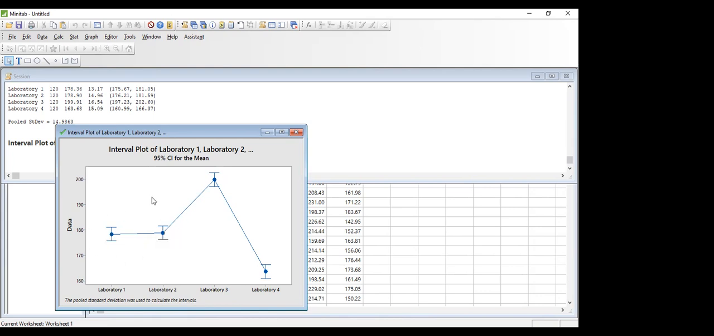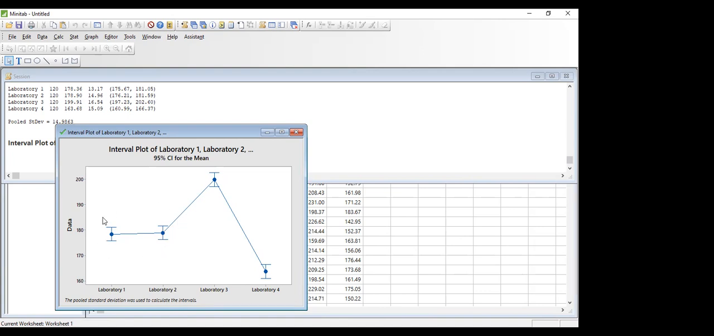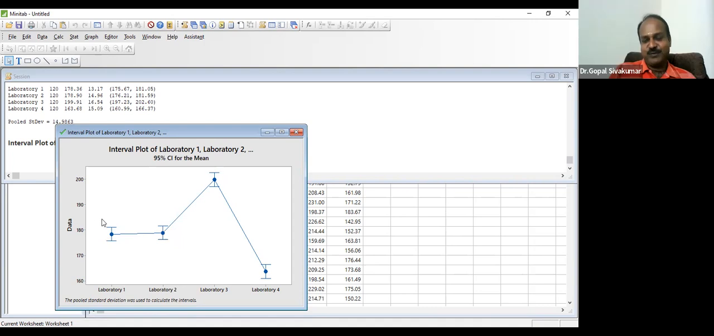If you compare between 1 and 2, what is your hypothesis testing? Two sample t-test, right? And if you compare all the 4 at a time, then it is ANOVA.